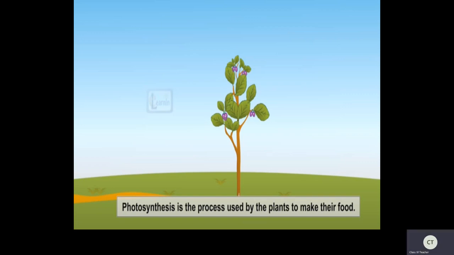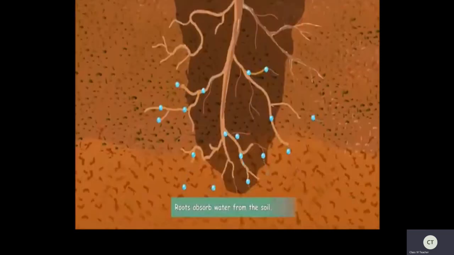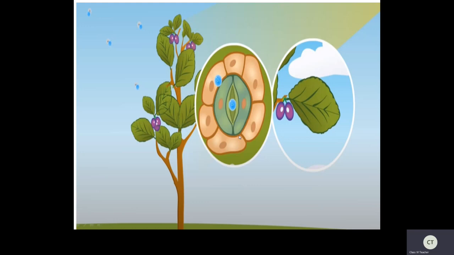Photosynthesis. Photo means light. Synthesis means production. It is the process used by the plants to make their food. See, roots absorb water from the soil, and not only water, but also minerals. This is the function of the roots.